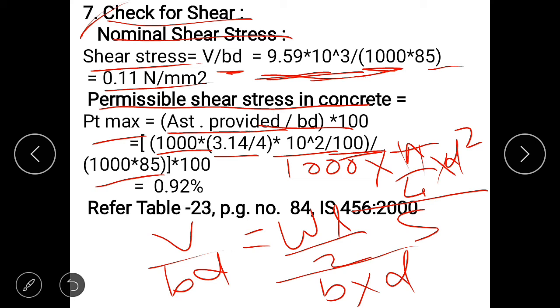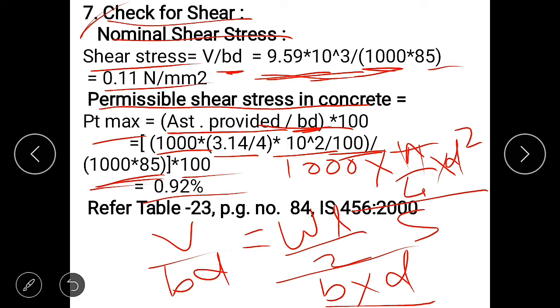100 is spacing, so divided by b into d. Here b into d is, b means 1000 and d is 85. So the answer is 0.92 percentage. Okay, so refer table number 23, page number 84, IS 456.